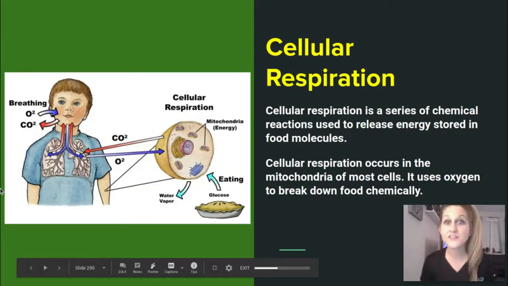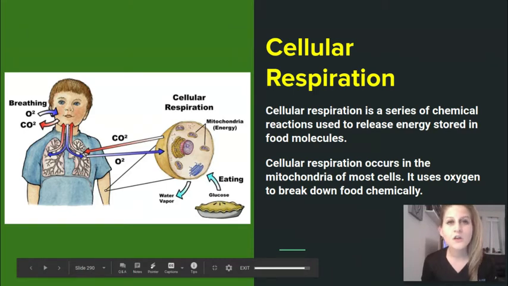All right, so let's talk about what cellular respiration is. Cellular respiration is a series of chemical reactions used to release energy stored in food molecules. Cellular respiration occurs in the mitochondria of most cells. It uses oxygen to break down food chemically. So, a few things there.